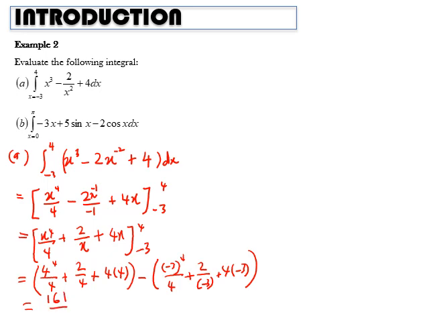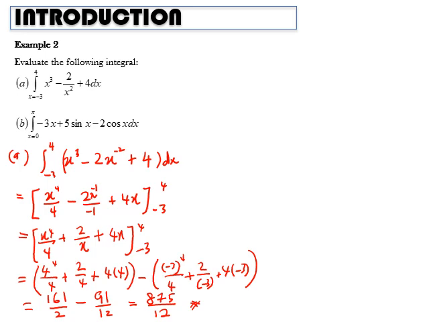161 over 2 minus 91 over 12. So the answer would be 875 over 12. So that's it. Okay, you can give the value in decimal or in fractions, but fraction is the most accurate.